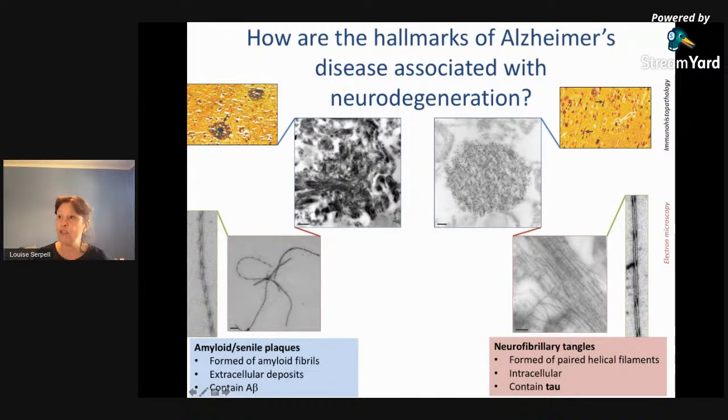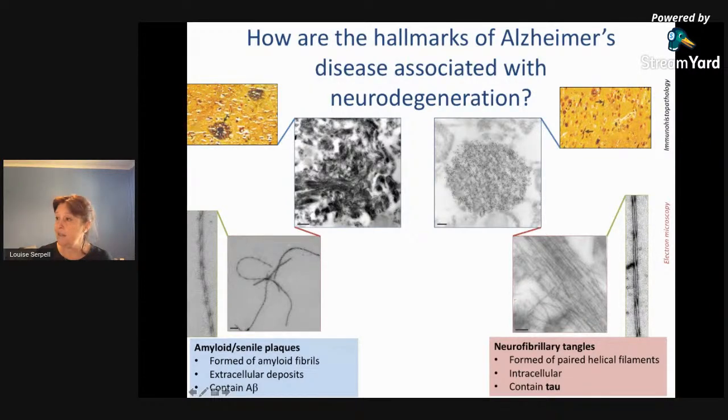I just want to show you in this slide the comparison between the two hallmarks of Alzheimer's disease. On the left-hand side, we have a light micrograph showing these amyloid plaques, and this is an electron micrograph showing the amyloid plaques in a bit more detail. So this is an electron micrograph showing you the amyloid fibril deposits in the brain tissue of a patient. And these are some amyloid fibrils that are formed in vitro using this protein amyloid-beta. So these are the amyloid plaques formed from amyloid-beta, and they are extracellular, so they're outside of the neurons.